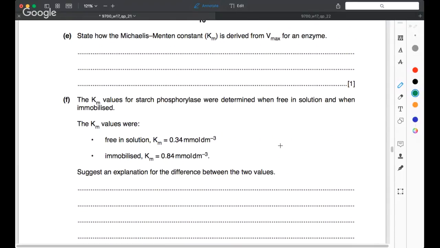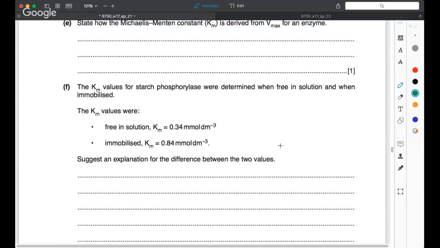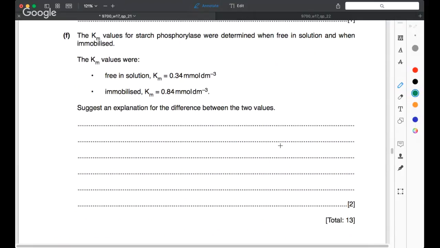The Michaelis-Menten constant is the substrate concentration which allows for the rate of reaction to be half that of the maximum velocity. Good. That's the mark. You have to mention that Km is a substrate concentration. You have to mention that it's half of Vmax, but you did that, so good.